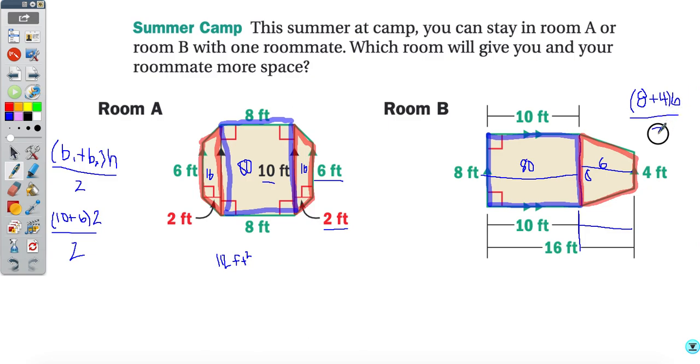And then we're going to divide by 2 to get the area of the trapezoid. So 8 plus 4 is 12. 12 times 6 is 72. And the half of 72 is 36. So if I add 36 plus 80, I get an answer of 116 square feet.